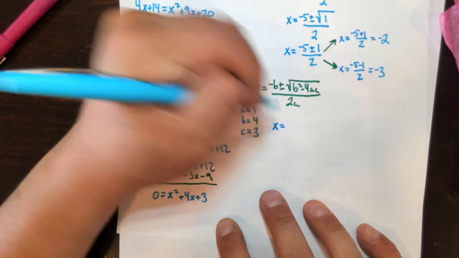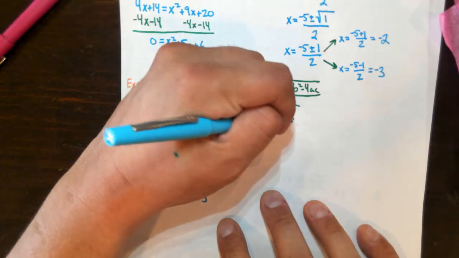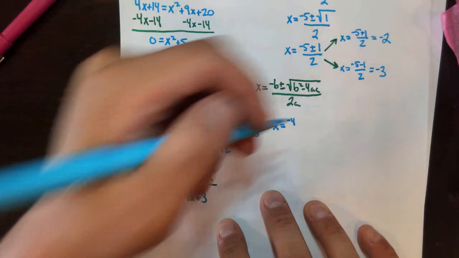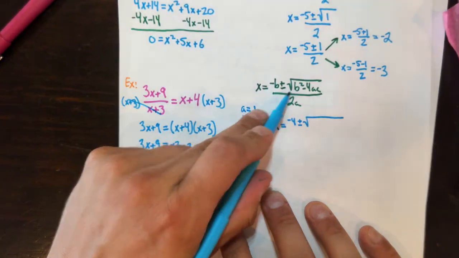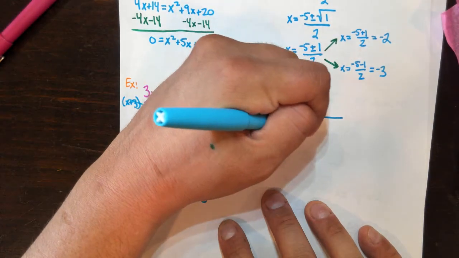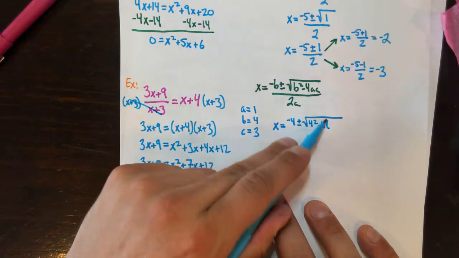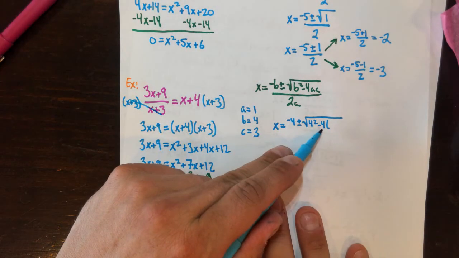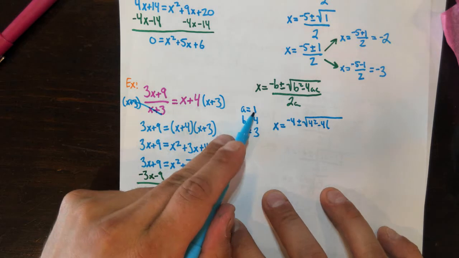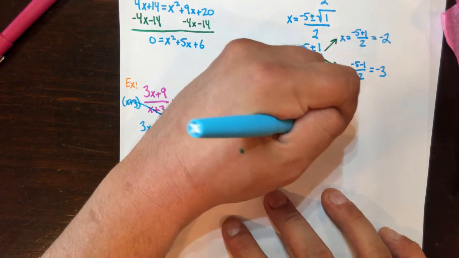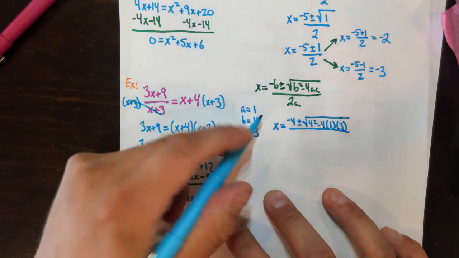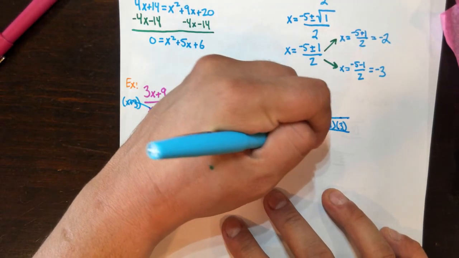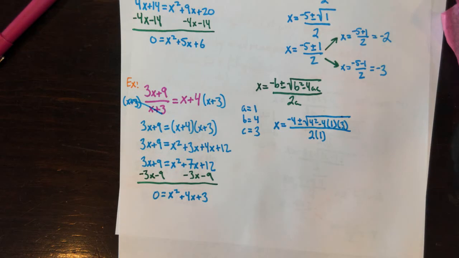So x equals negative b, so negative 4, plus or minus the square root of b squared, so 4 squared, minus 4 times a times c, all over 2 times a, 2 times 1.